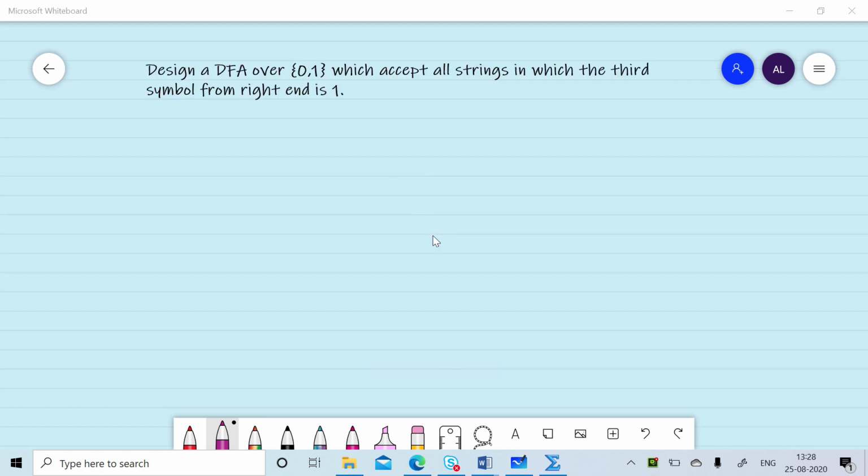Now we will design a DFA that will accept all strings in which the third symbol from the right hand side is 1. So the first symbol from the right hand side can be 0 or 1. The second symbol can be 0 or 1. But the third symbol must be 1, and after that any combination of 0 and 1 can occur.